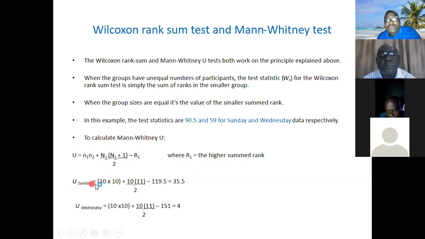So this is what Mann-Whitney used for Sunday and Wednesday. You can see for Sunday it is 35.5, and for Wednesday it is 4. If you look at this statistic now, we know that the smaller the statistic, the more significant it is going to be.